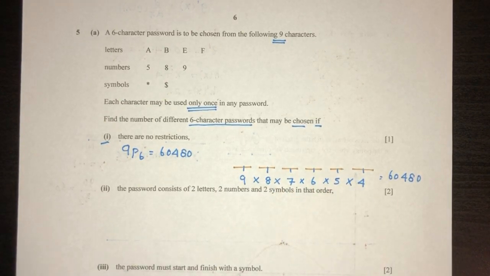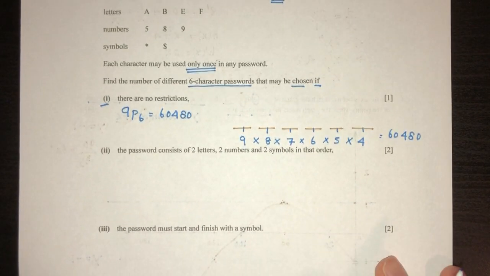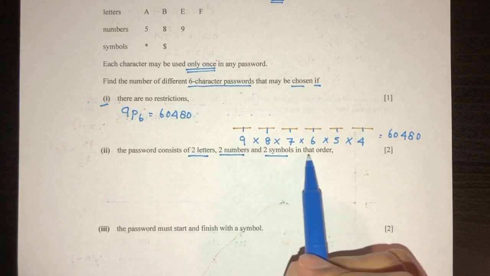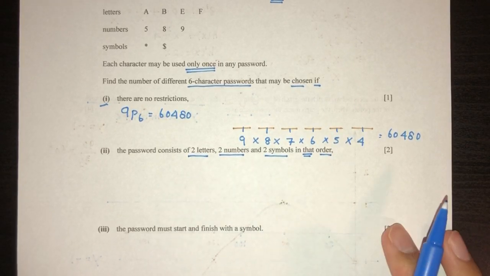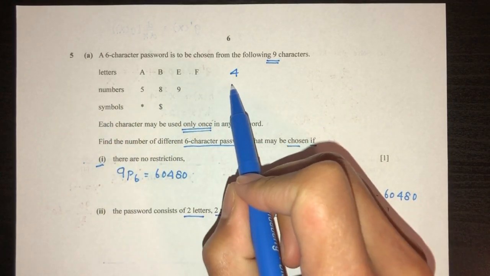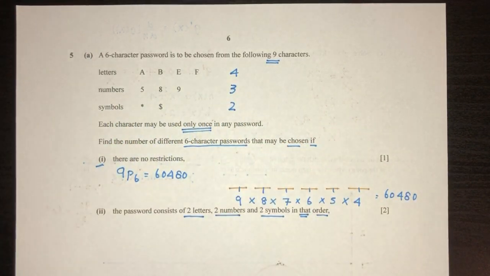Okay, so that will be part 1. Now for part 2, the password consists of 2 letters, 2 numbers, and 2 symbols in that order. Okay, so now if you go up, you count, we have 4 letters, we have 3 numbers, and 2 symbols.